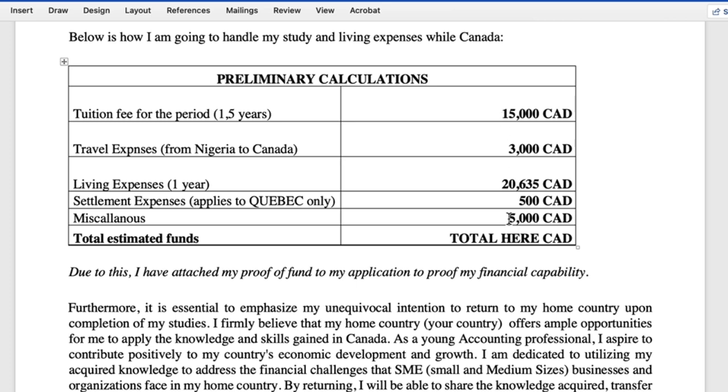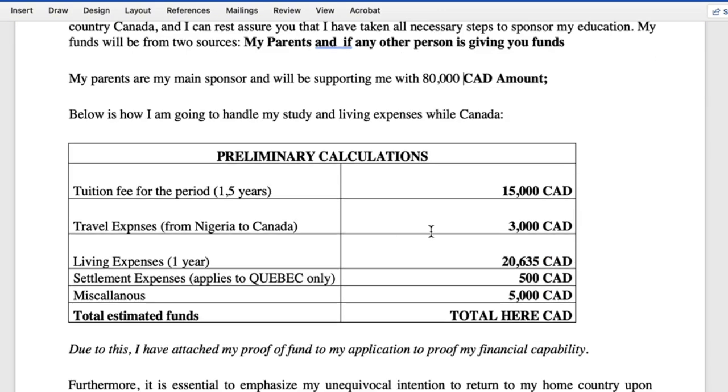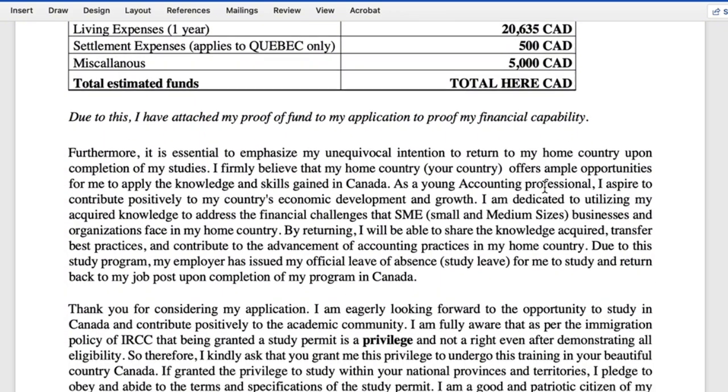We can total this up. It should be about 15, 18, 23 plus 20. That should be 43. So this should be about 44,000 Canadian dollars. So you have enough money. If you have 80,000, then you have enough money to cover your academic and living expenses. So due to this, I have attached my proof of funds to my application to prove my financial capabilities.